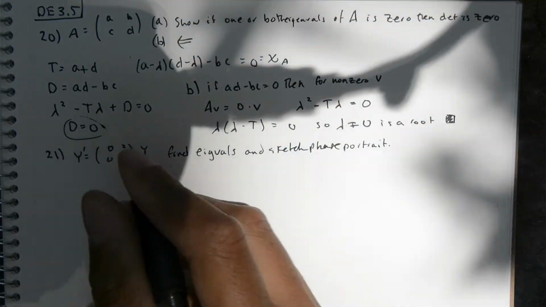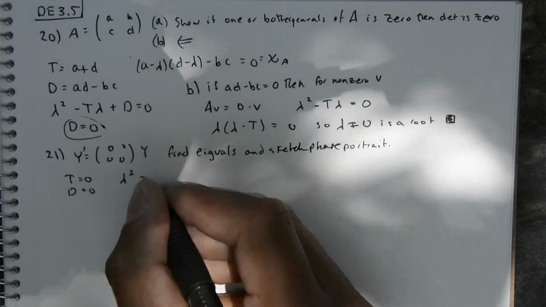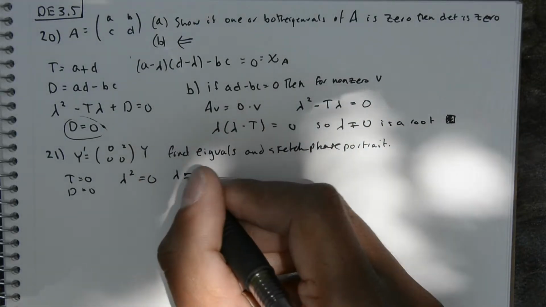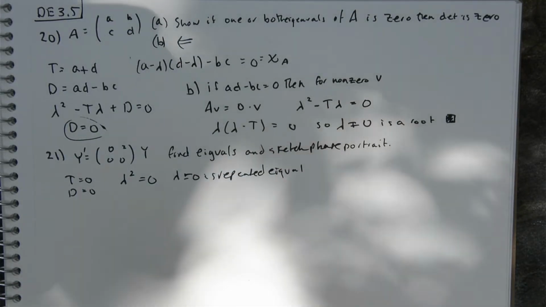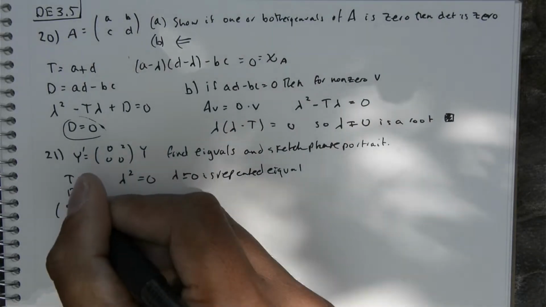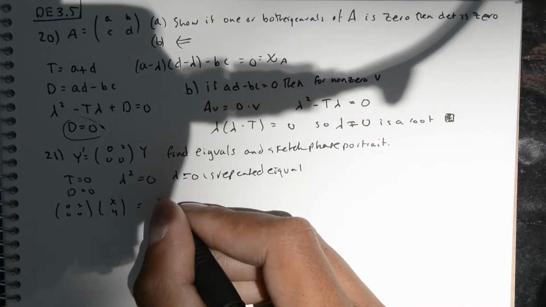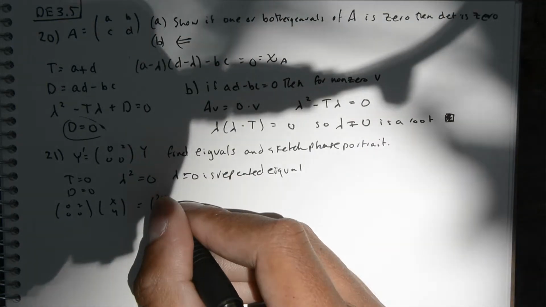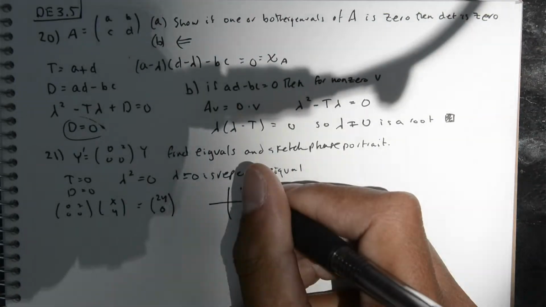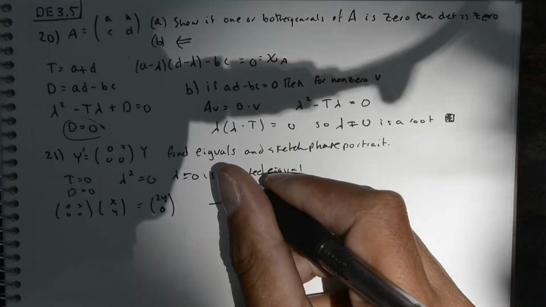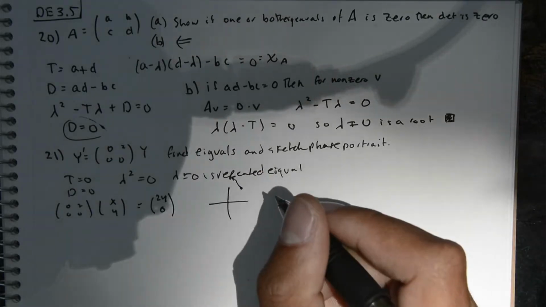All right, so t is equal to 0 and d is equal to 0. Then we get lambda squared is equal to 0. So lambda equal to 0 is the repeated eigenvalue. So wait, hold on. If we do 0, 2, 0, 0 times x, y, for some point out here, it's going to go to this line, right?